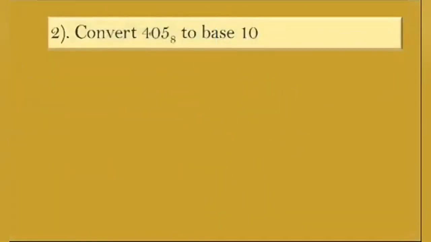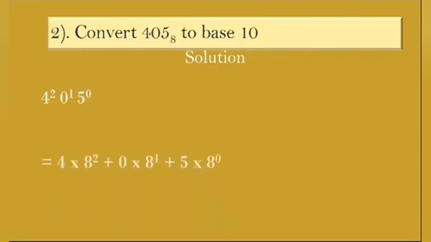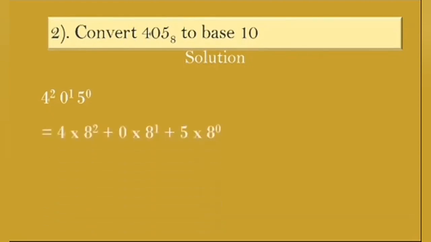The second example is 405 in base 8. We are converting this to base 10. Give them the appropriate power. Finally, evaluate that. 8 squared is 64. And anything multiplied by 0 is 0. And anything given the power 0 is 1. So we have that.